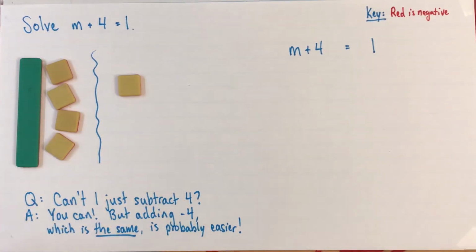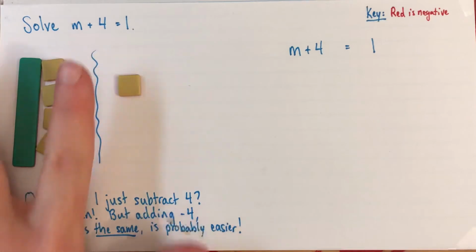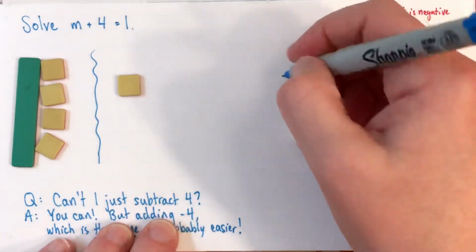All right, so what a lot of people are inclined to do at this point is subtract 4. And you absolutely can subtract 4 at this point. But I'm going to suggest to you, and we'll go through why, that you might actually prefer to add negative 4, which is the same thing. It comes out exactly the same. So we might want to subtract 4. We'll write this like this.